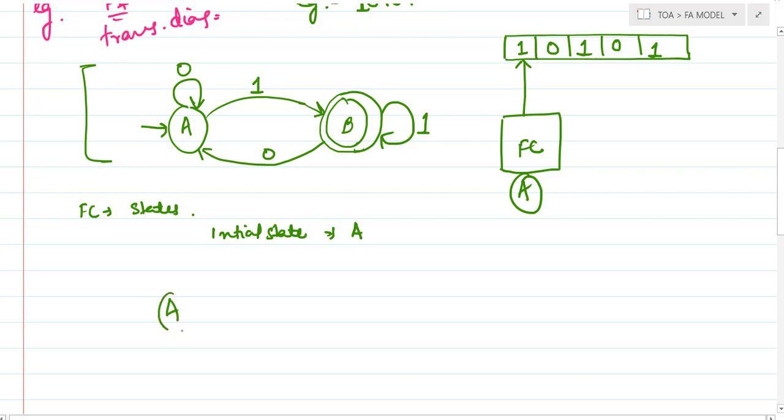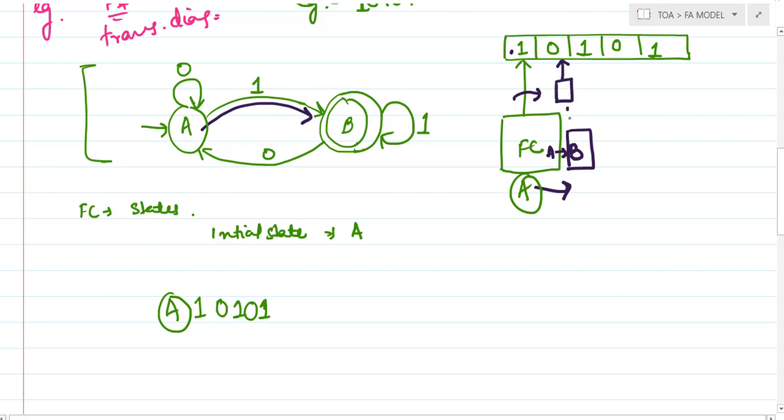So A is present, and then we have the string 10101. At A, it reads an input 1. When it reads an input 1, it goes to state B. There is a change in the state of the finite control. Now from A it moves to B. So here is a shift now. As I already told you, once a symbol is read, it moves one step. So now the finite control and the read head are here, and it's present in state B.